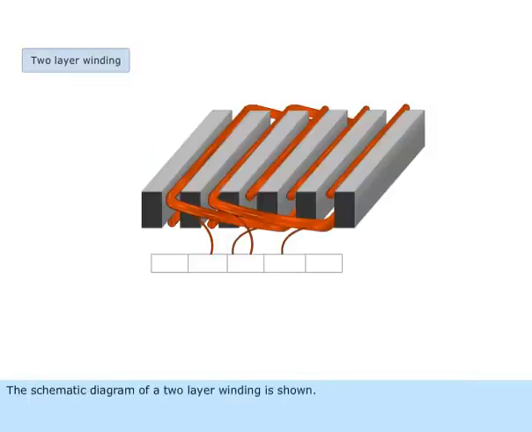Two-layer winding. The schematic diagram of a two-layer winding is shown. In two-layer winding, number of coils is equal to the number of slots.